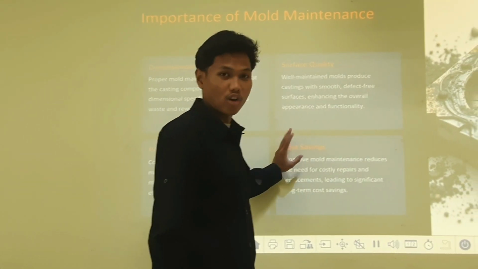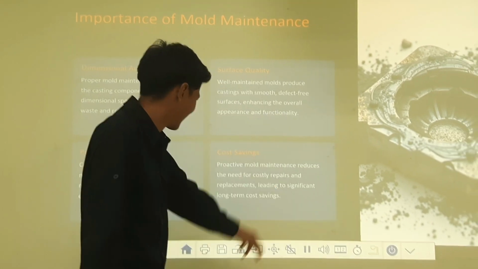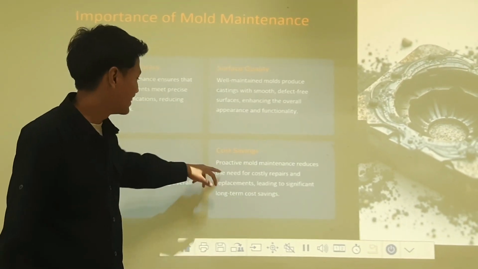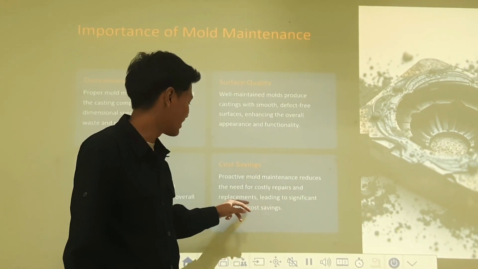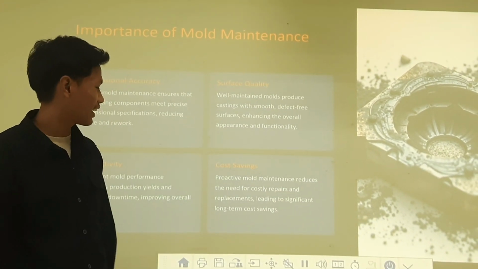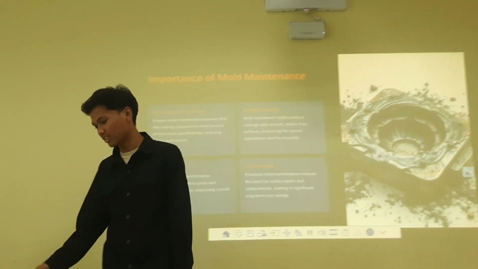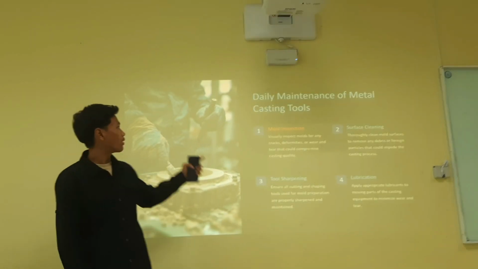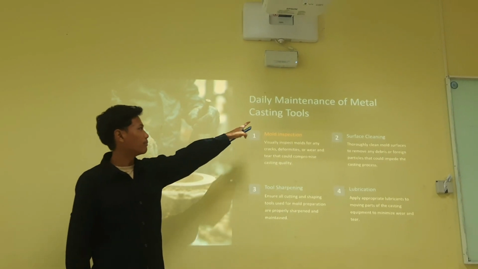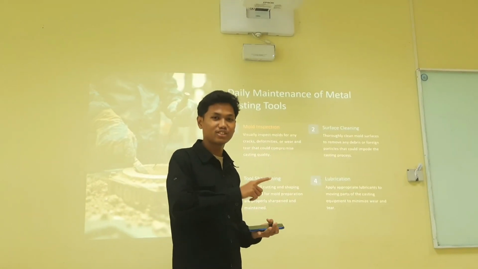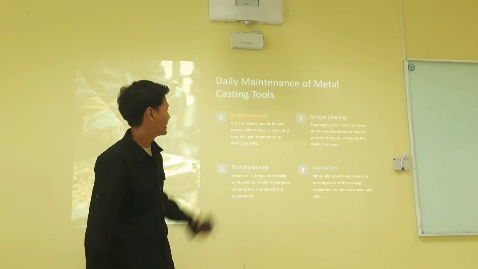And the fourth, cost savings. Proactive mold maintenance reduces the need for costly repairs and replacement, leading to significant long-term cost savings. Next. Number 1, daily maintenance of metal casting. Daily.